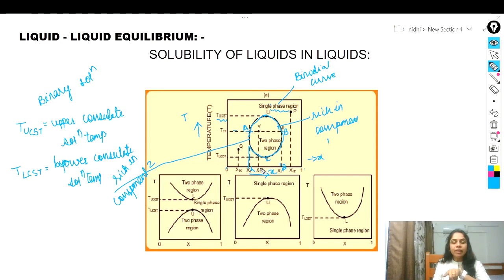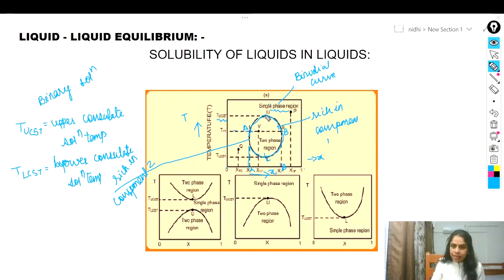Now the second one is the lower critical solution temperature, below which the components mix in all proportions. Below it, again, we get the single phase region, and above it they form a two-phase system. It is the lowest temperature at which phase separation occurs.